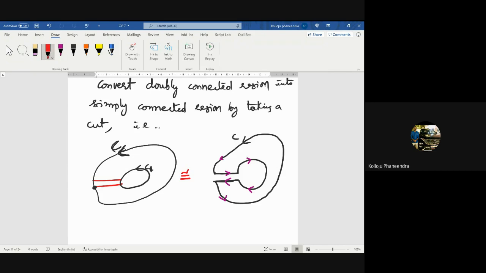And what is C1 now? Observe this one. What is actually C1? C1 direction is actually what? Anti-clockwise direction, right? C1 is in anti-clockwise. Just for our idea, I'm showing like this.